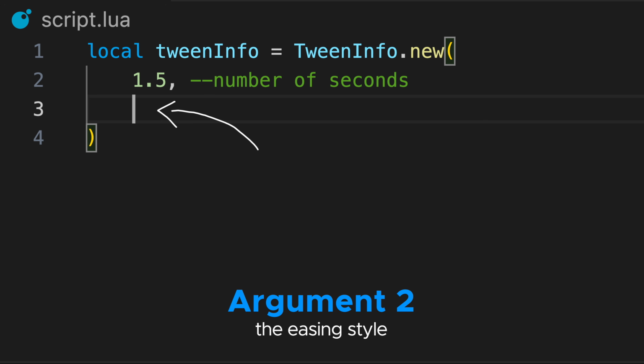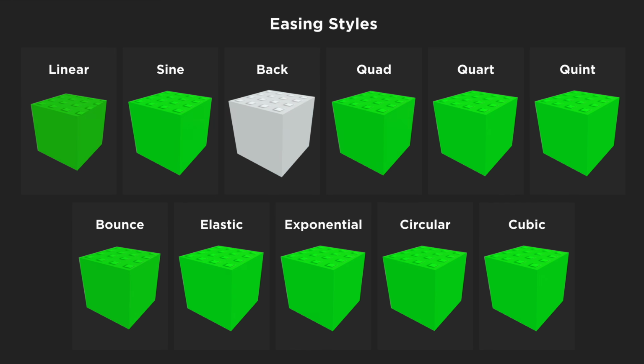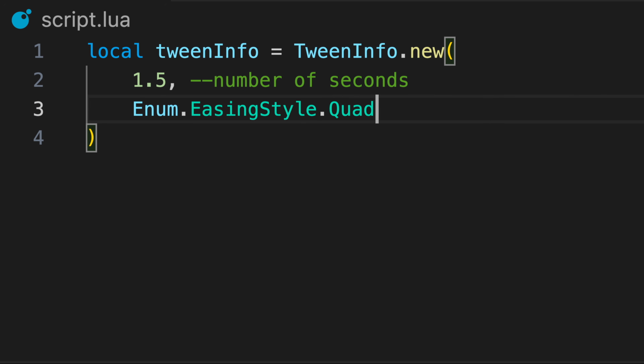The next argument lets us choose the easing style. This is the style used to reach the target properties. Here are all of the styles you can use and the effects they have. For our example, let's use quad, which we enter like this.